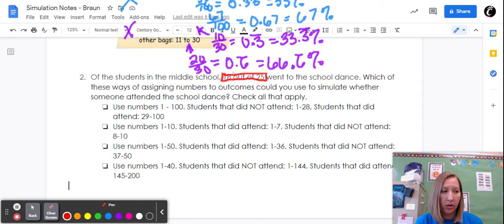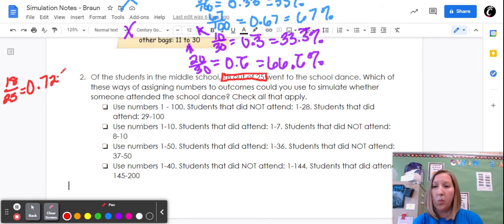So we are looking at 18 out of 25. What we're going to do is look at these different numbers here. And really, before I even do that, I want to calculate what 18 out of 25 is. So I'm going to come over here and figure out what that is. 18 divided by 25 equals 0.72, which equals 72%. So I want to look for that.